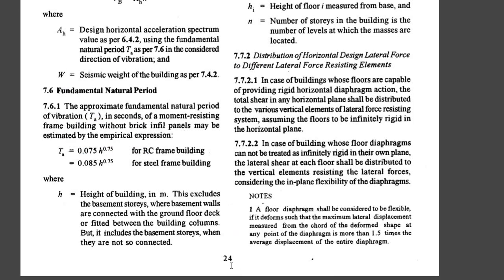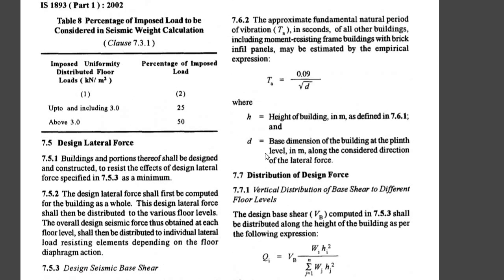So go to page 24. There you can see fundamental natural period. We have two different conditions. For that, two different types of formula are there. The first condition is without brick infill. If our condition is without brick infill, then in these two formulas we should consider one. But remember, our condition is with brick infills. So this is the condition there.